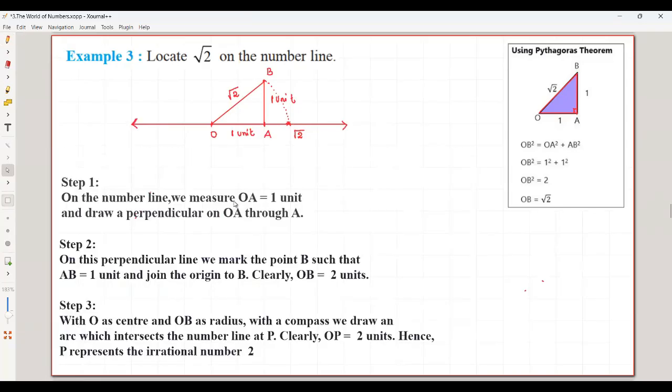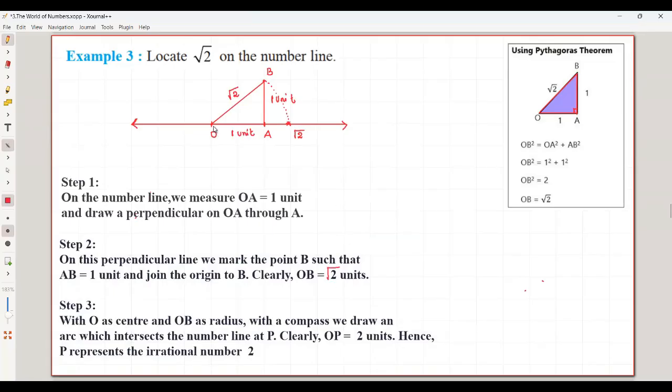So I'll be just showing the steps of construction. Step 1, on the number line, we measure OA is equal to 1 unit. 1 unit is up to your choice. Either you can take 1 centimeter or 2 centimeter as 1 unit. And draw perpendicular on OA through A, 90°. Step 2, on the perpendicular line, we mark B such that AB is equal to 1 unit. And then join to the origin, join OB. So clearly now OB is equal to root 2 units.